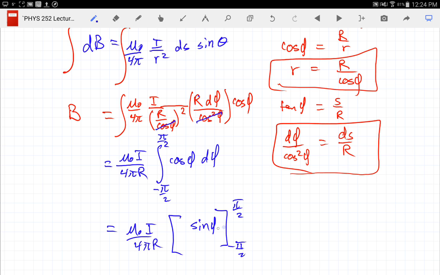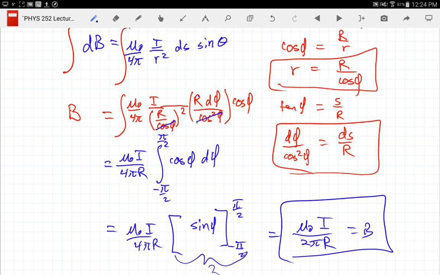Okay, so when I put in those limits, what's sine pi over 2? One. And sine of minus pi over 2? Negative 1. So this entire thing here is 2. So I have mu naught I over 2 pi r.